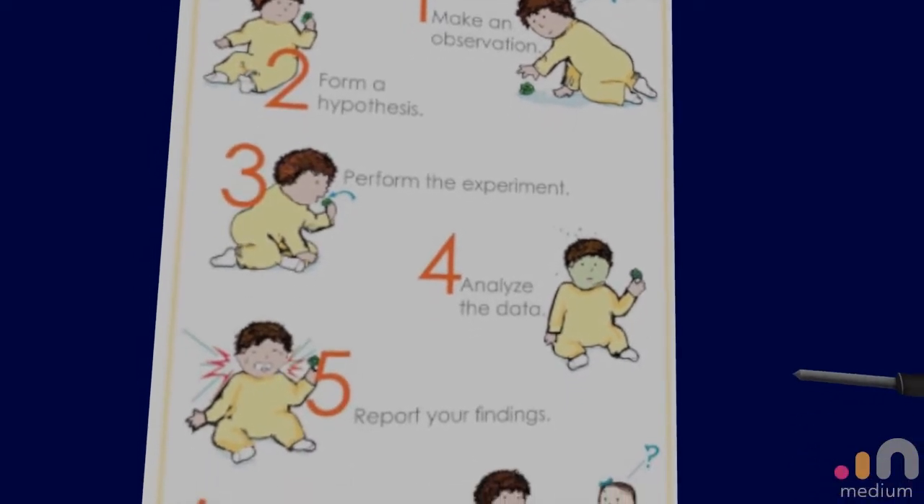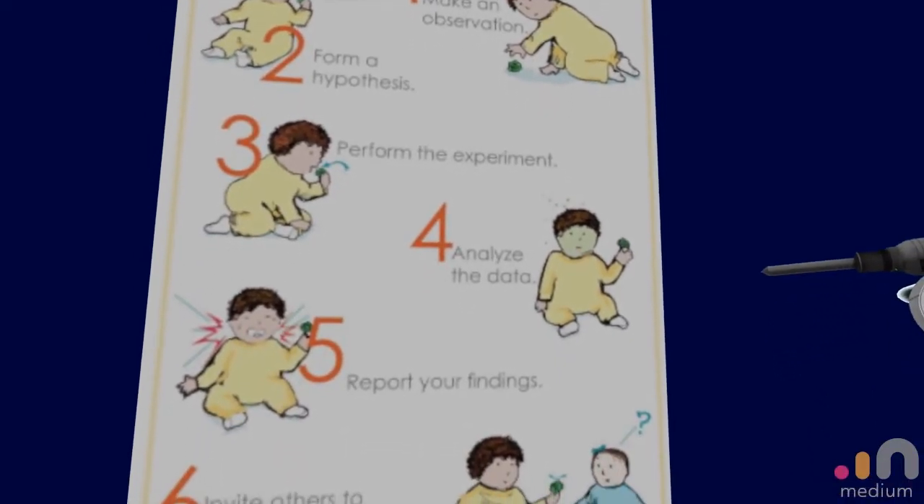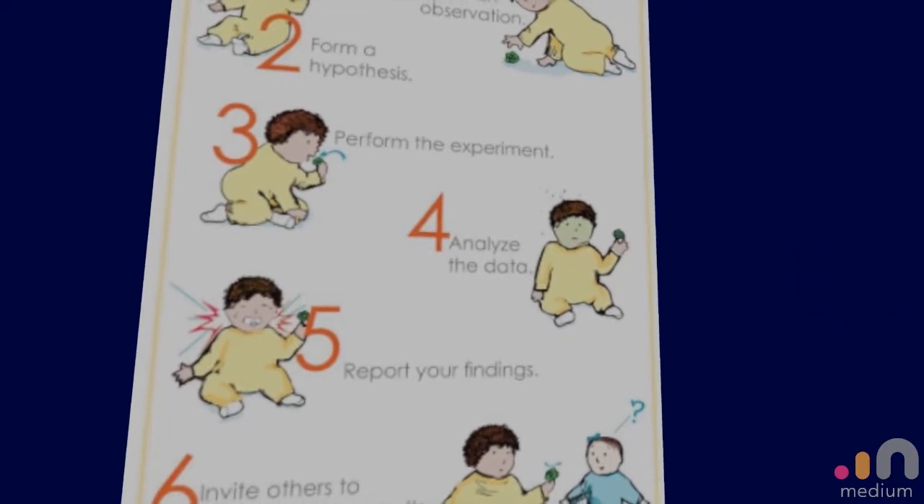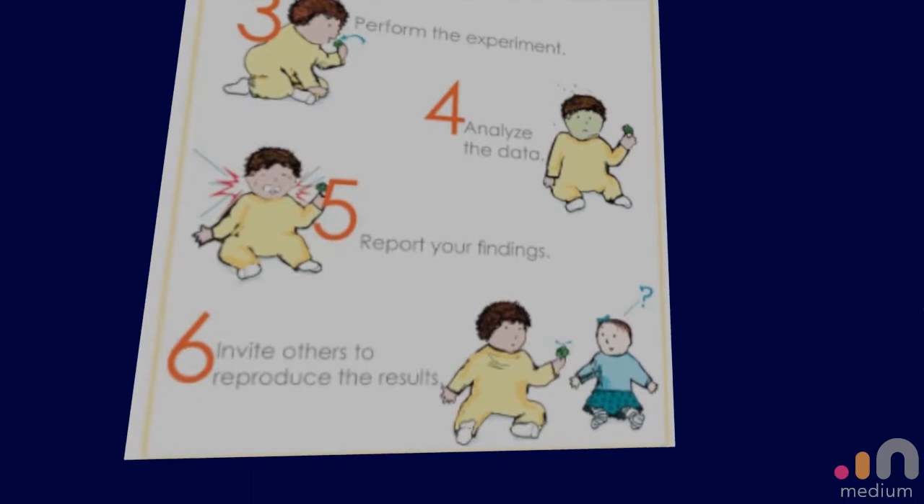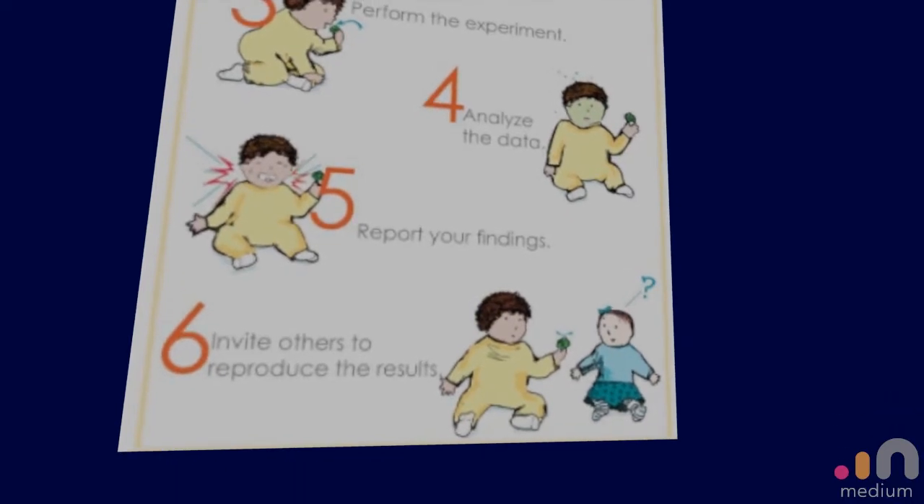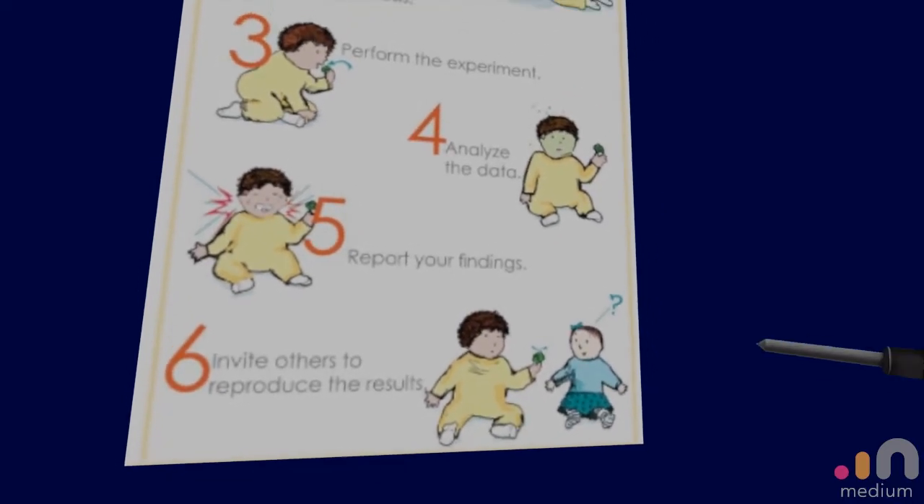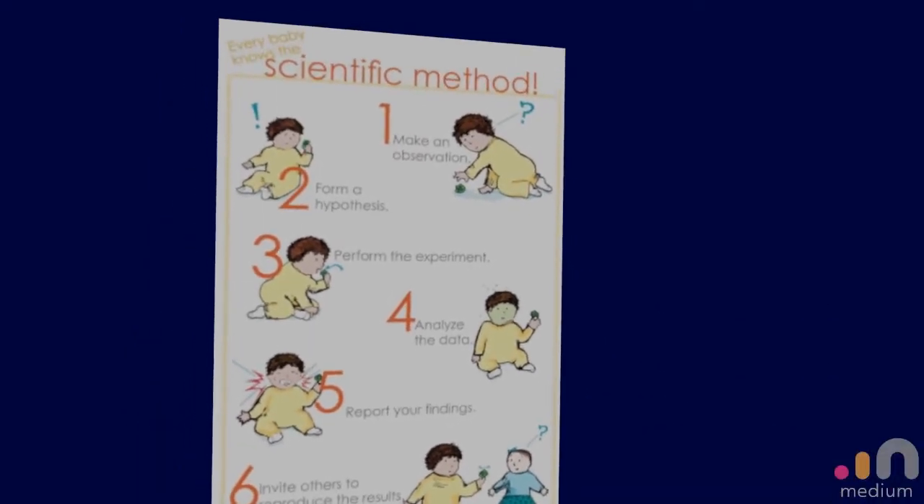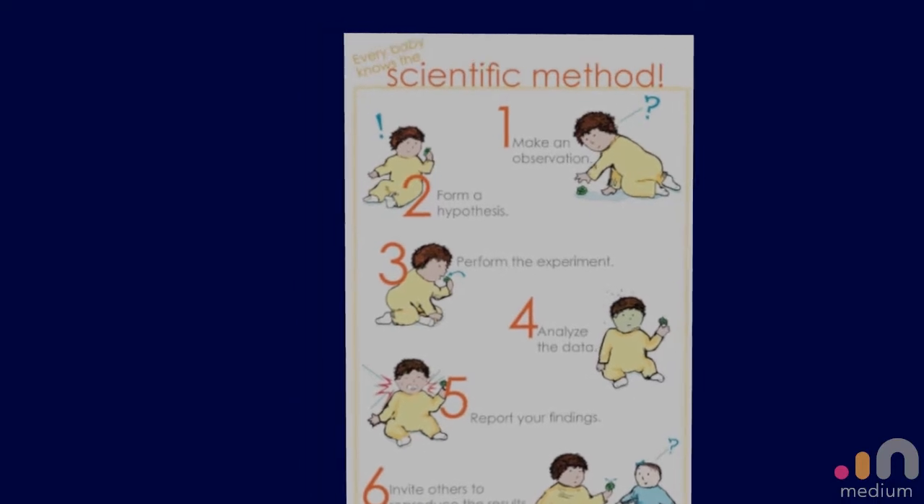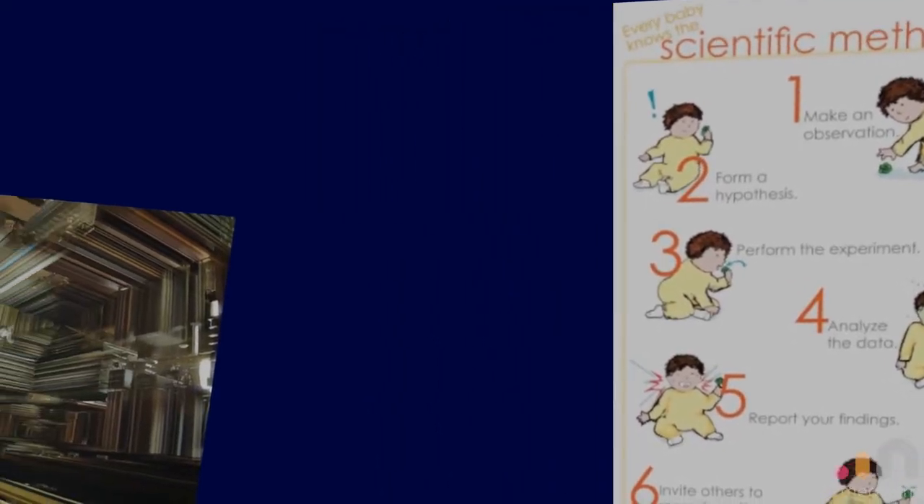it's food. And he analyzes the data, and he says, oh no, that's absolutely not food. He screams and says, hey guys, my hypothesis that this green ball is food is wrong. So then he invites others to reproduce their results. I'm pretty sure it's not food based on my experiment. What do you think, other baby? And so thus, that is the scientific method in a nutshell.